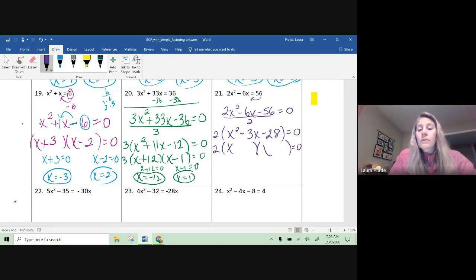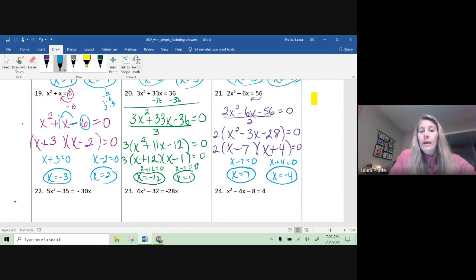So x and x, and the two numbers that multiply to get 28, or the factors of 28 that subtract to get 3, would be 7 and 4. And since it's negative here, we know they're opposite signs. This negative tells me the bigger number is negative, the smaller number is the positive. And then I would use my zero product property to solve, and I would get x equals positive 7 and x equals negative 4.